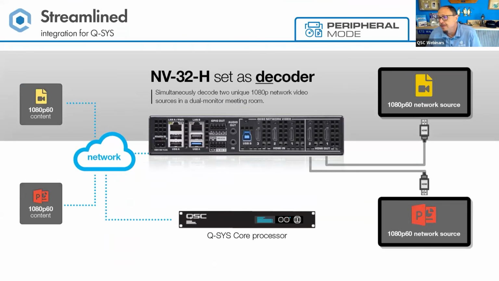So let's talk about the NV32H set as a decoder doing 1080p 60 content. Because each stream is up to about 250, we can bring 500 megabits of bandwidth in through the network. This is when we are able to use both HDMI 1 and HDMI 2 out on the decoder side. Same thing as before with the 4K setup: you can plug in 3 local sources here that can be switched only to these outputs. They will not stream back through the network, but that's how that works.